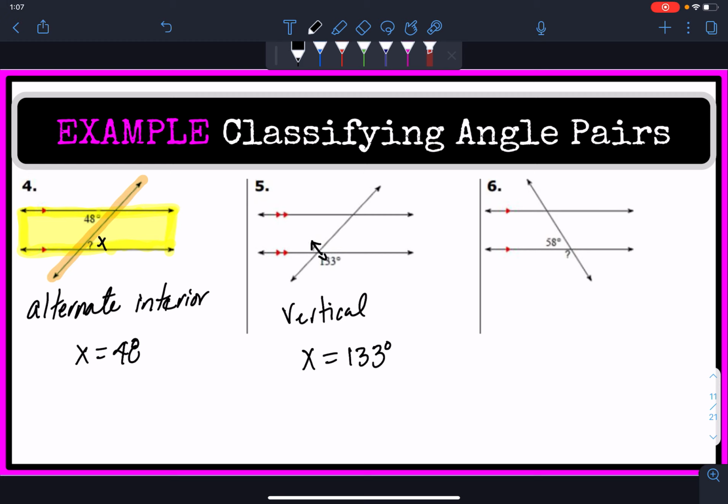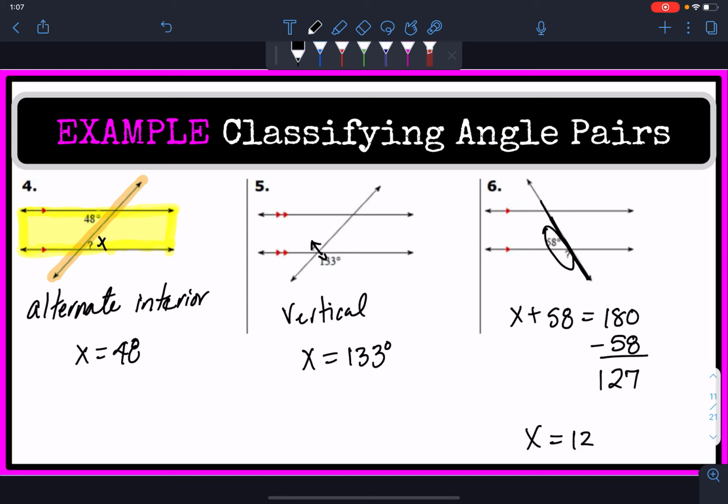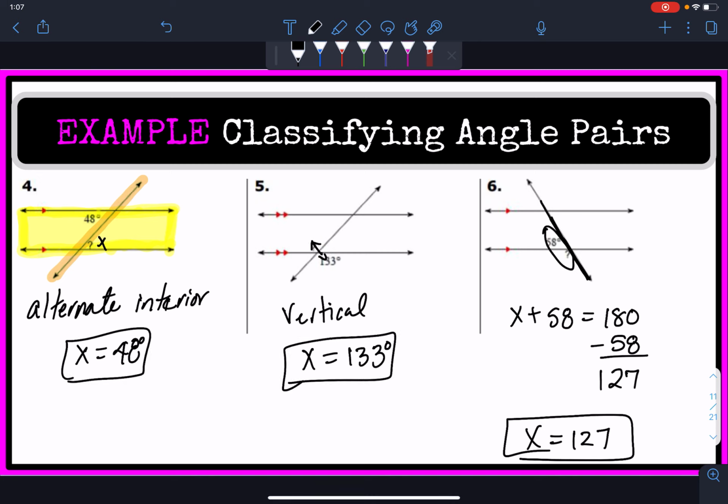And our last example, again, you should be familiar with that. These two angles are part of a pair, an adjacent pair, that are part of a straight line. So they're linear pairs. So X plus 58 has to add up to 180. So when I subtract 58 from both sides, I end up with 127. So X is equal to 127 degrees.